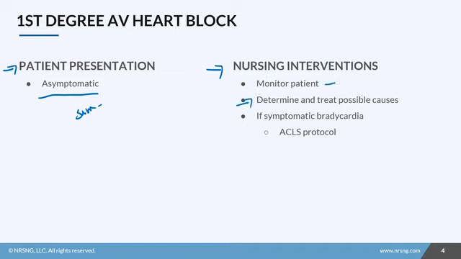If you can, determine and treat possible causes. Usually again, they can be some electrolyte imbalance, or it can be medications that slow down the AV node conduction, or it can be something more serious like an MI. So always try to find out the cause and treat the cause. And again, if they are bradycardic and symptomatic, then we just follow the ACLS guidelines. If they are usually asymptomatic, like most people are, then you just continue to monitor them.